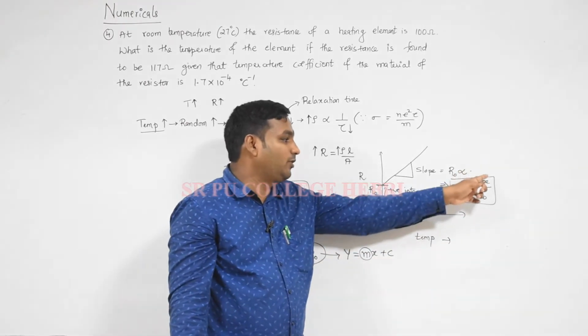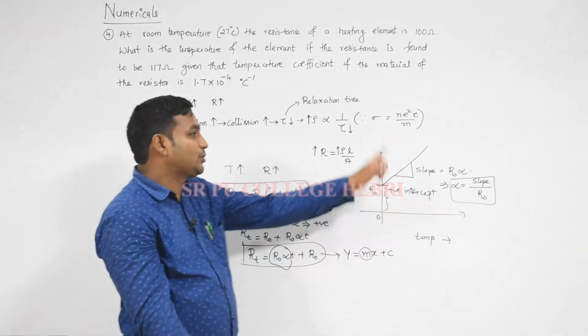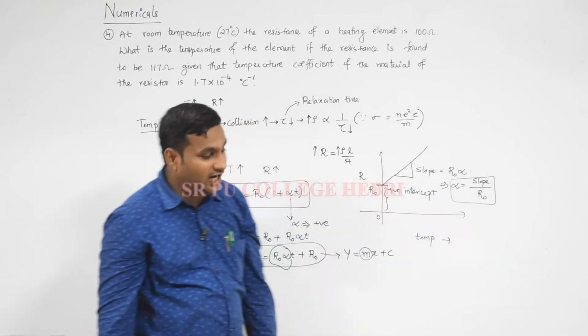Alpha is equal to slope divided by R naught. You can take m divided by R naught. Here m itself is the slope. Slope of the graph is R naught into alpha. Alpha is equal to slope divided by R naught.